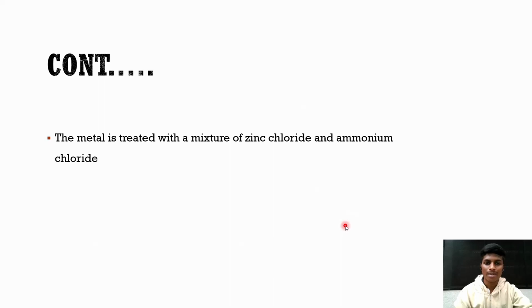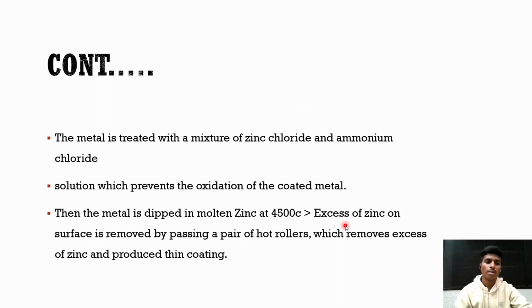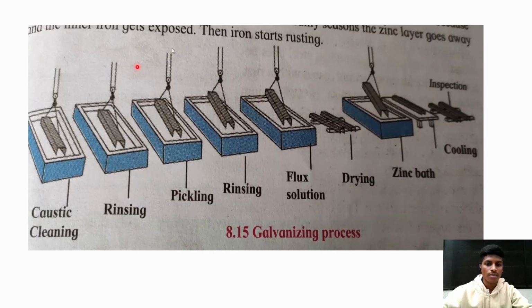The metal is then treated with a mixture of zinc chloride and ammonium chloride solution, which prevents oxidation of the coated metal. Then the metal is dipped into molten zinc at around 450 degrees Celsius, and the excess zinc on the surface is removed by passing it through a pair of hot rollers, which produces a thin coating. You can see the process of galvanization in this picture: cleaning, rinsing, pickling, rinsing, flux solution, drying, zinc bath, and cooling. All this is known as the galvanization process.